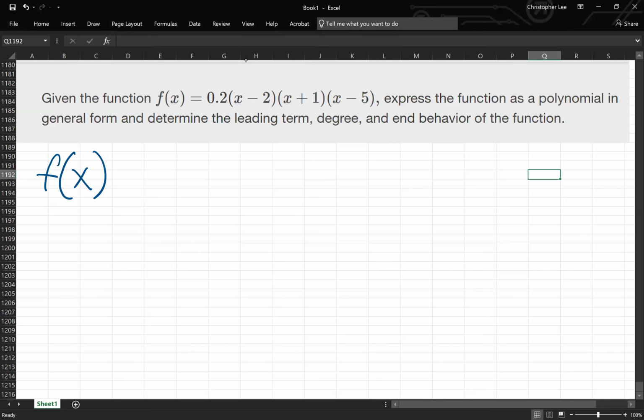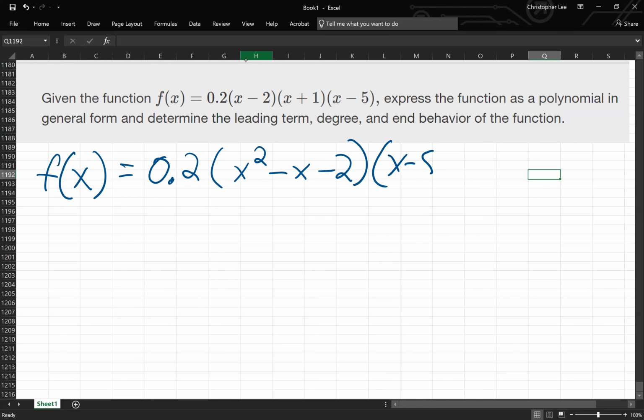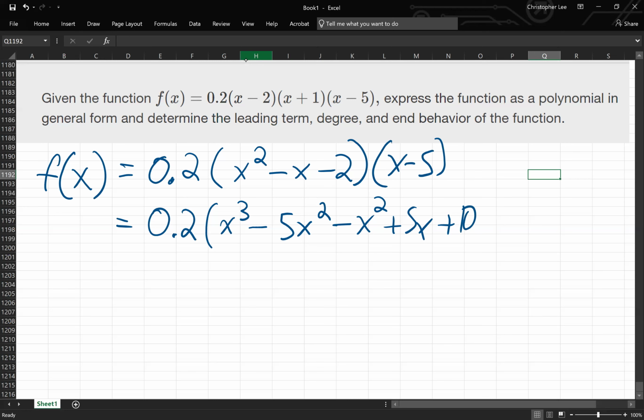You believe that? All right, so I have f of x is equal to 0.2, I'm gonna hold on to that. Let me multiply this out. So this is gonna be x squared minus x minus 2 times x minus 5. Let's keep it going. I have 0.2, I'm gonna multiply this part out. This is gonna be x cubed minus 5x squared minus x squared plus 5x plus 10.